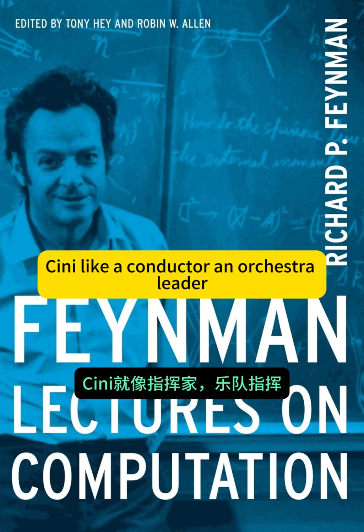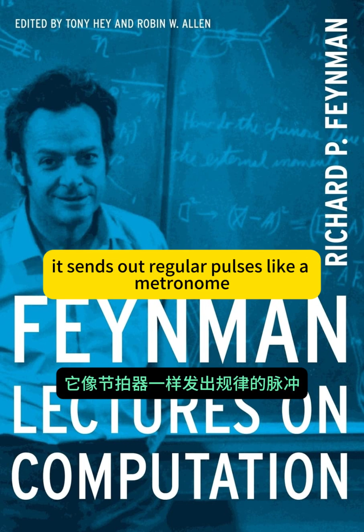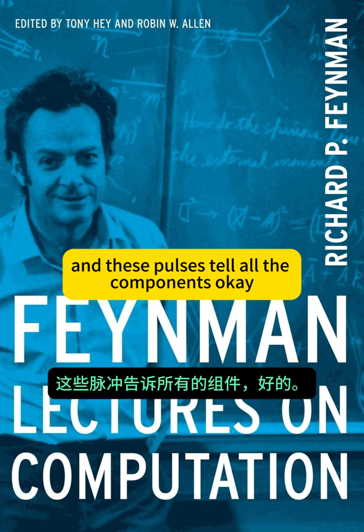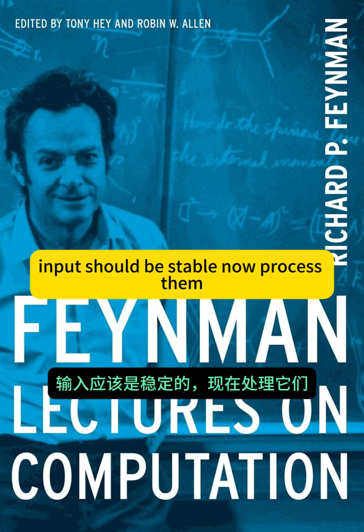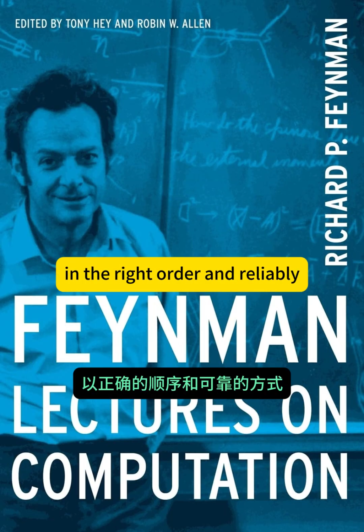So you need like a conductor. Yeah, an orchestra leader. That's a great way to put it. That's the role of the clock signal. It sends out regular pulses, like a metronome. And these pulses tell all the components, okay, inputs should be stable now, process them. It synchronizes everything, making sure operations happen in the right order and reliably.